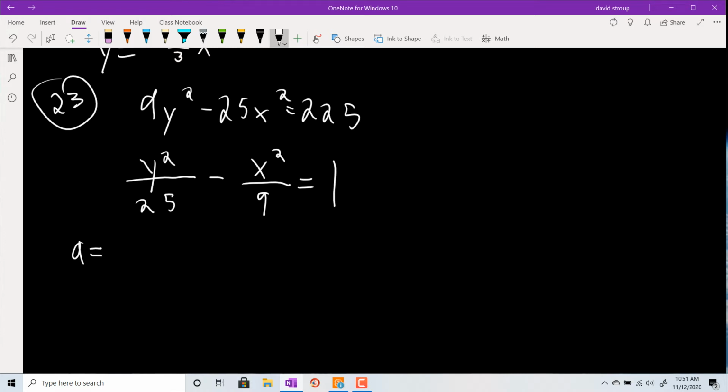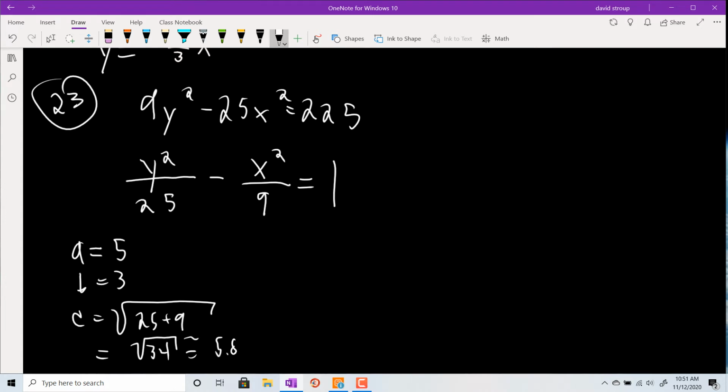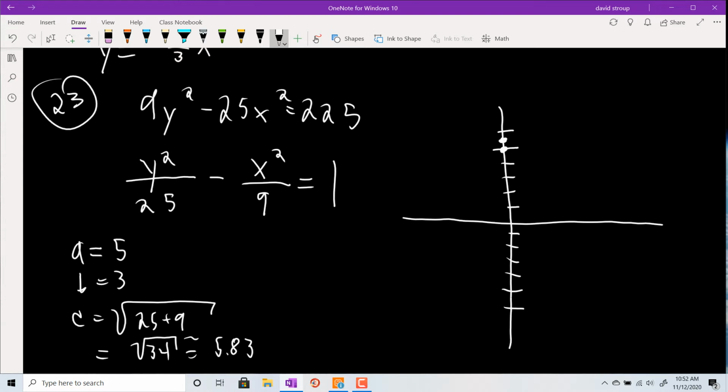Okay, so in this case, the a value is 5, the b is 3, and the c is the square root of 25 plus 9, which again is square root 34. So about 5.83 again. Okay, so the y is the positive, the leading term there. So in this case, the transversal axis will be on the y-axis. And 1, 2, 3, 4, 5, 5.8 something. So there's our focus and vertex. You can go ahead and get your formulas while you're doing this.